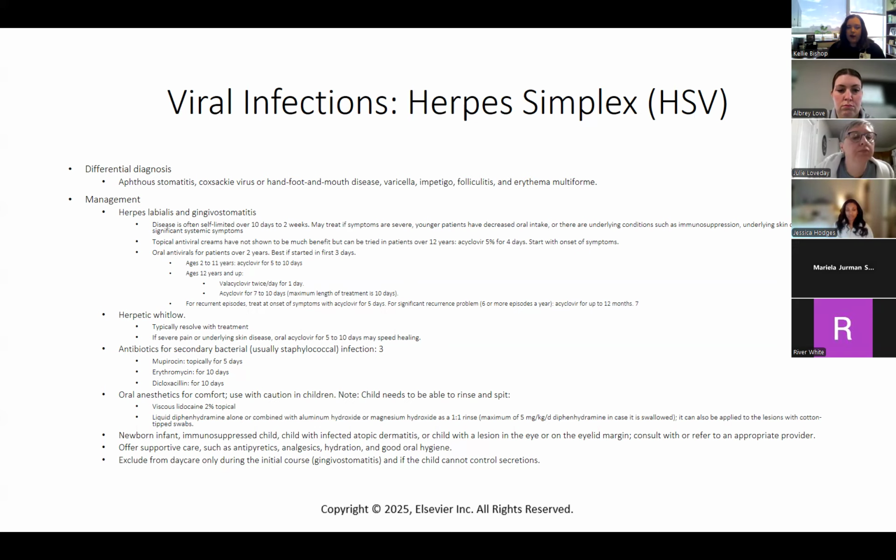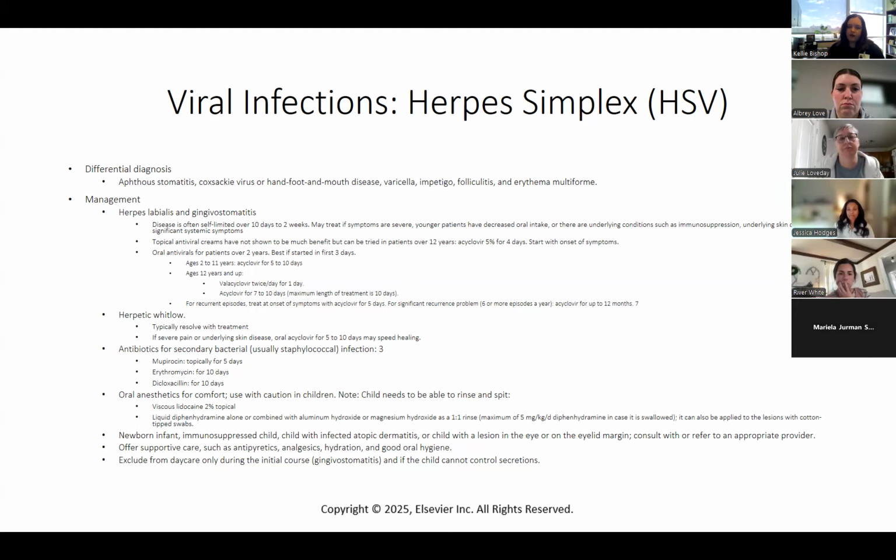If they get a secondary bacterial infection, it's usually going to be staph, and so you would treat it the same way that you treat other skin staph infections: mupirocin ointment if possible, and then if it's more widespread or it's not responding, you could do oral antibiotics.